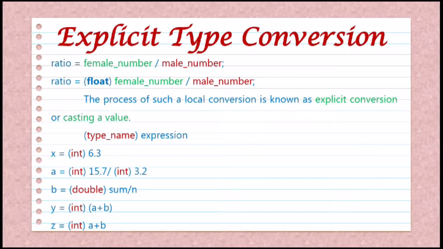Next, z equal to, int a plus b. So in this example, first the value of a will be converted into integer, and that value will be added to b.